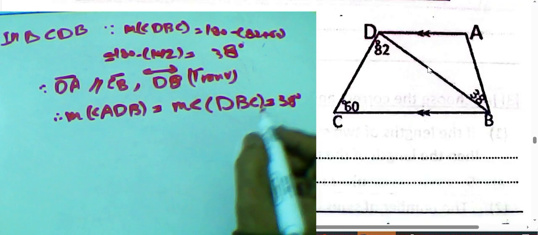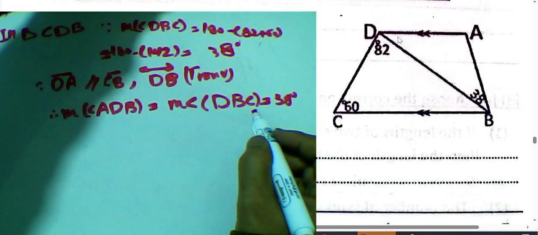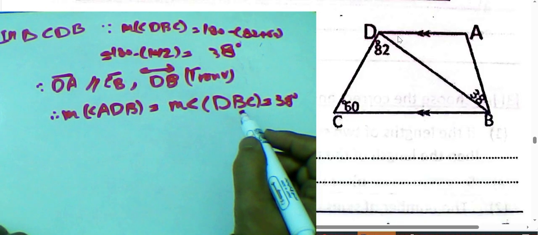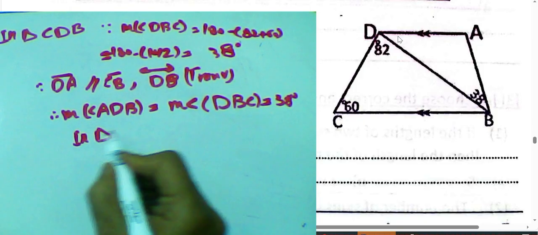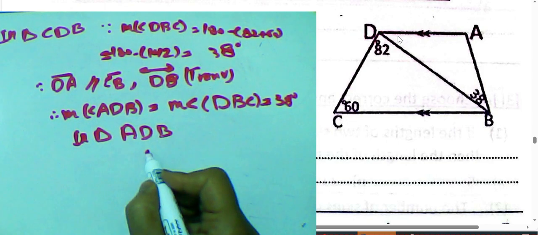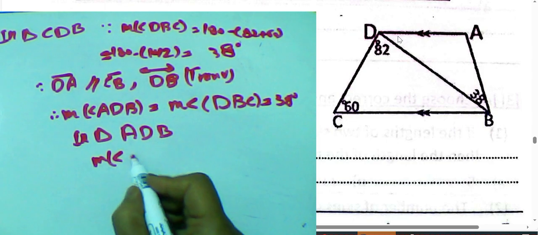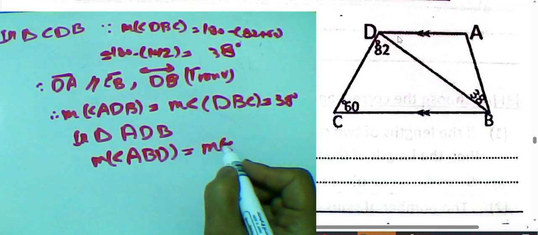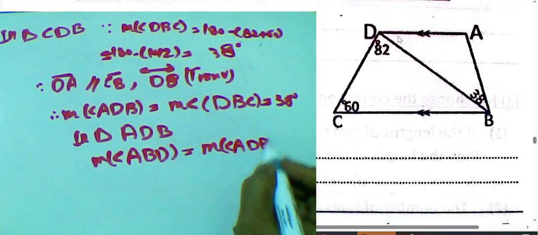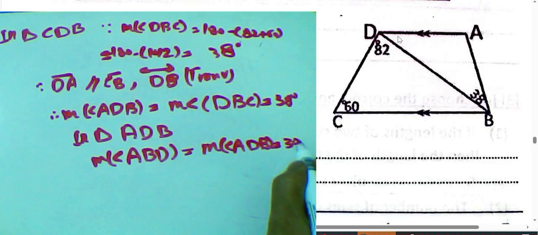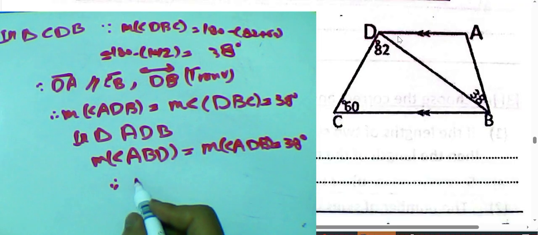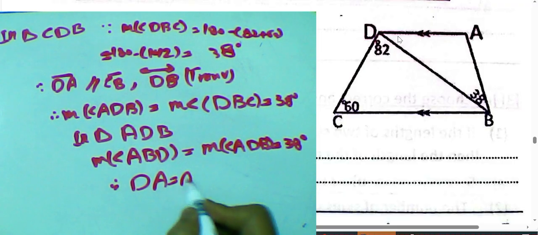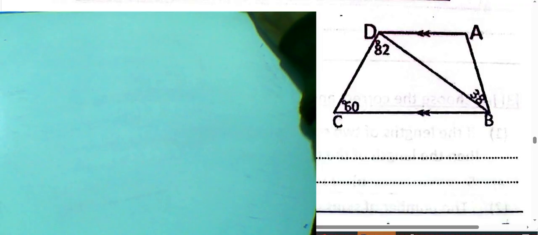degrees. Okay, so in this triangle we have two angles in the base that are equal. Then in triangle ADB, the measure of angle ABD is equal to the measure of angle ADB. They are equal, 38 degrees. Then this triangle will be isosceles. Then DA is equal to AB. Then this triangle, what will it be? It will be isosceles. We call it an isosceles triangle.